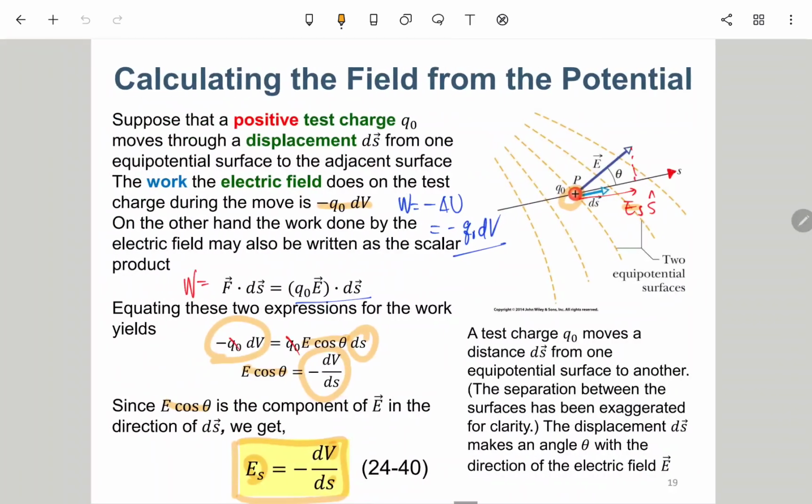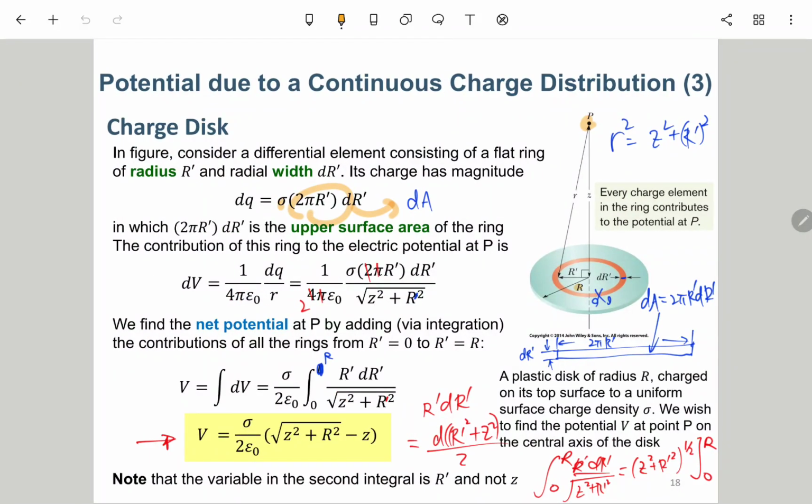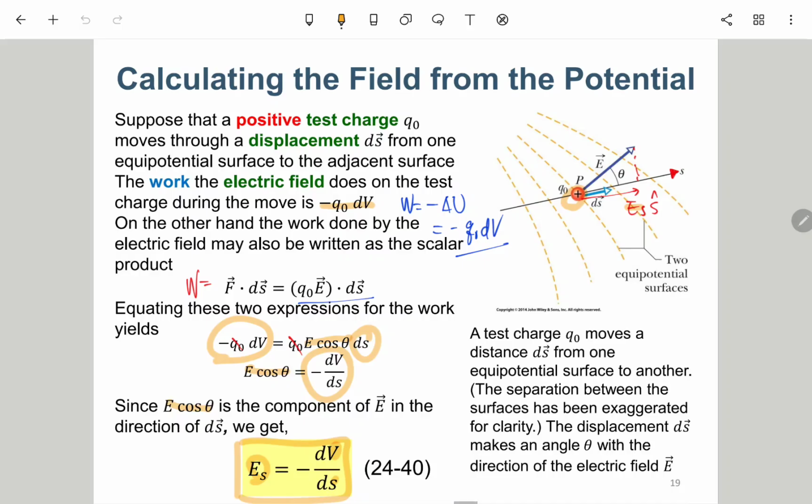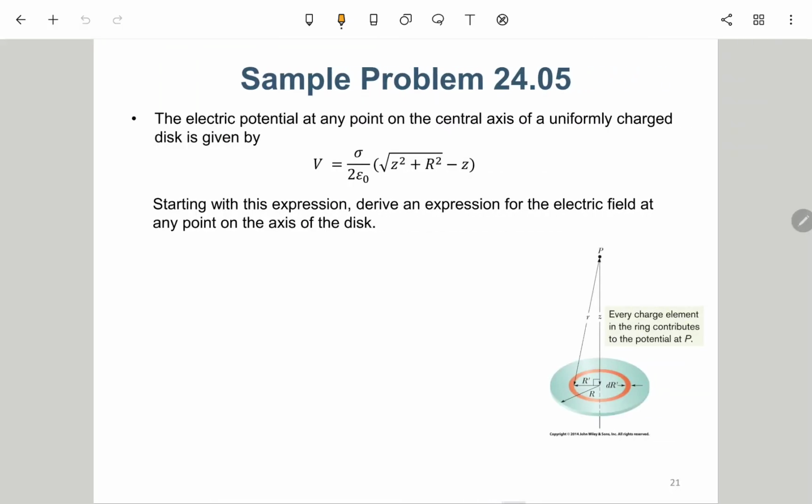Okay, so just now what we already get is this formula from this graph. We can know that calculating the potential of this structure is easier than calculating the E field for the same structure, at least for this structure. So can we come up with the E field with this expression?